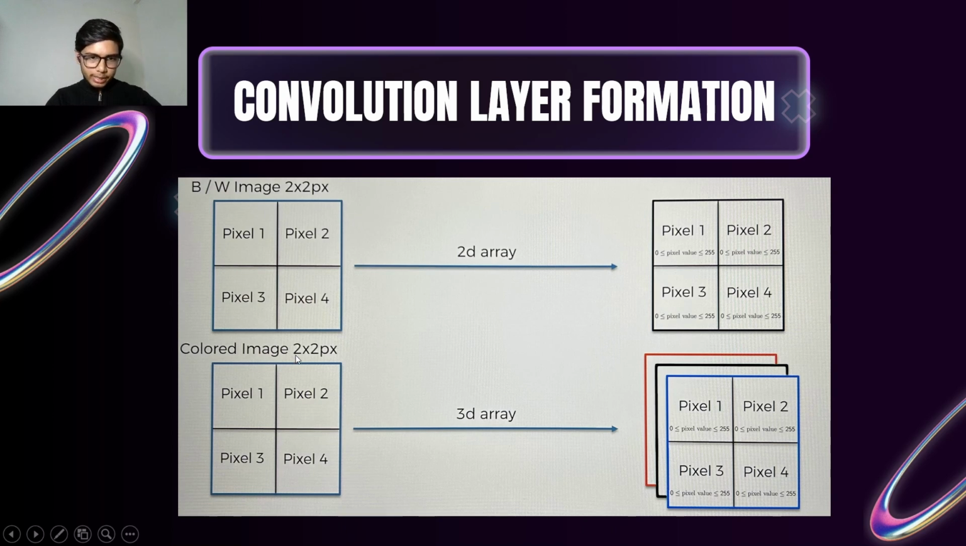But let's say there's a colored image. For that, there are layers of the same matrix. One matrix might contain the values of blue in each pixel. Another matrix might contain the value of green in each pixel.